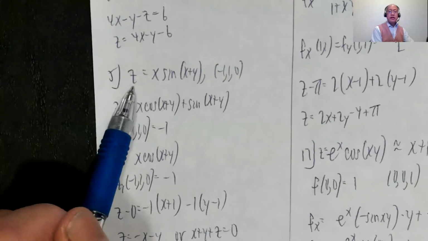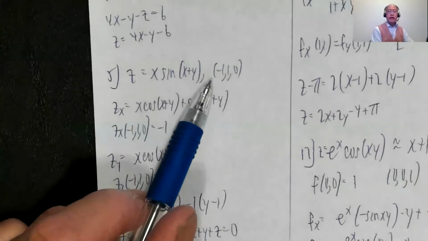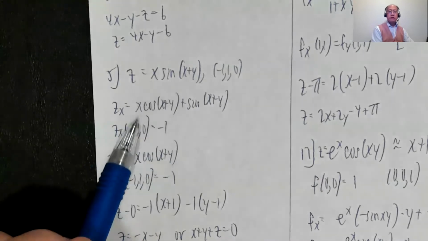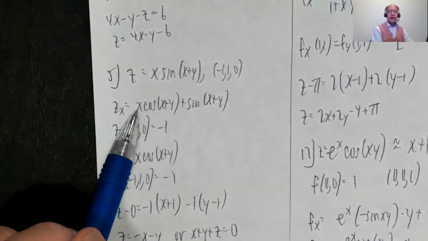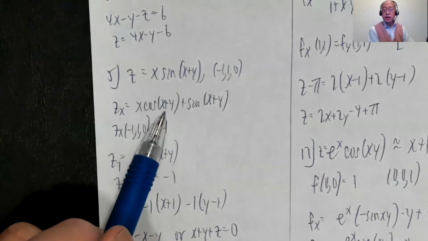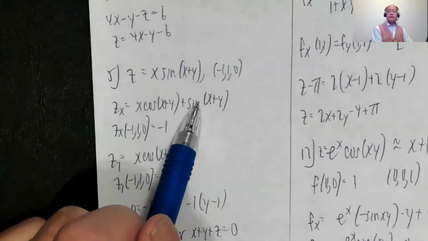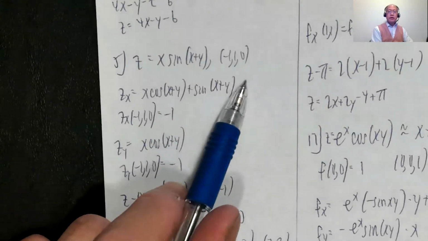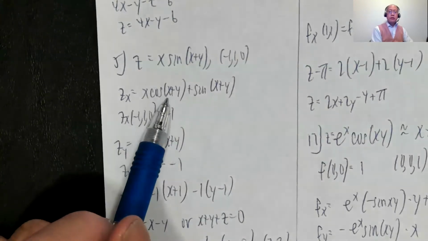Okay, 5. z is x sine of x plus y at the point (-1, 1, 0). So partial with respect to x, product rule. First times derivative of second, x cosine (x plus y) times derivative of the inside, which is 1, plus second times derivative of the first, which is 1. And plug in (-1, 1, 0). So negative 1 there, negative 1 there, and 1 there.